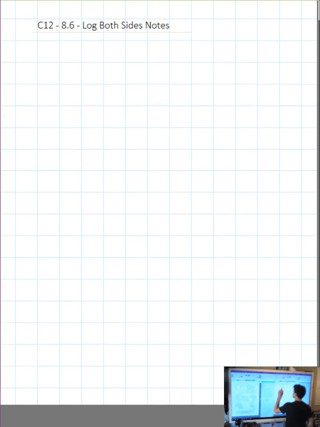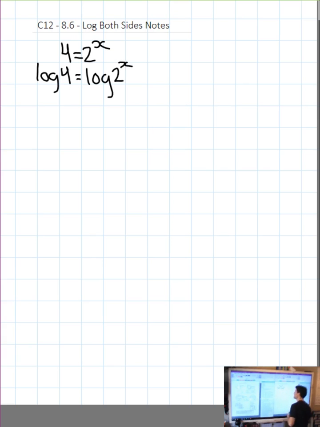Okay, let's take a look at another method when working with equations. 4 is equal to 2 to the x. Well, we know the answer is 2, 2 squared is 4, but let's learn some methods. So a method we have is logging both sides. Very similar to delogging both sides, which we learned in the previous sections, but now log both sides.